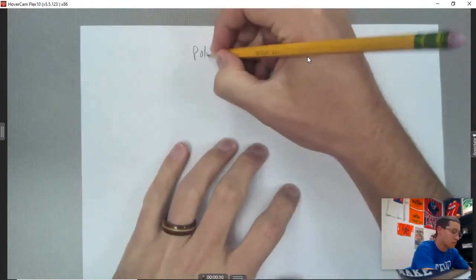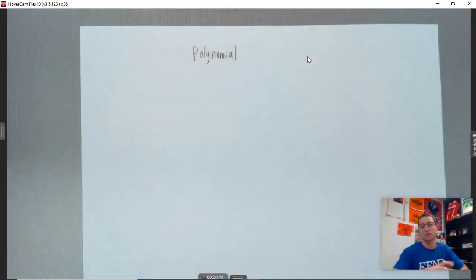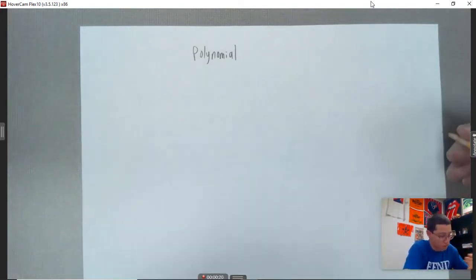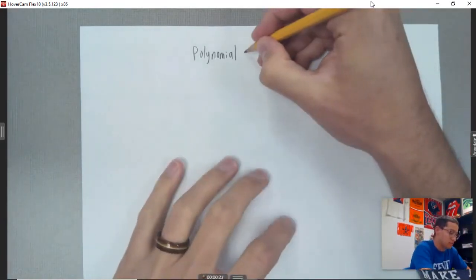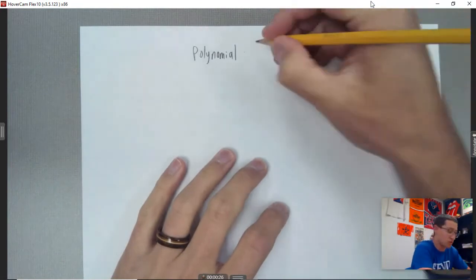All right, y'all. So we're moving into a new unit here. We're going to start polynomials. Now, as a reminder of what a polynomial is, it kind of comes from the root word poly, which means multiple. So with multiple, this is essentially an equation or an expression really that has multiple terms.